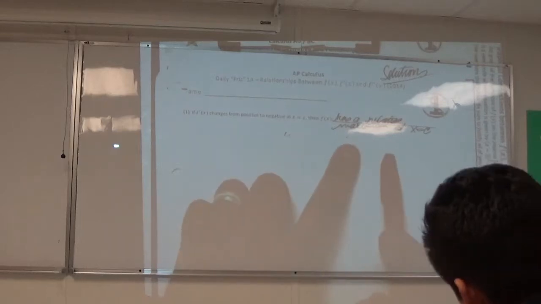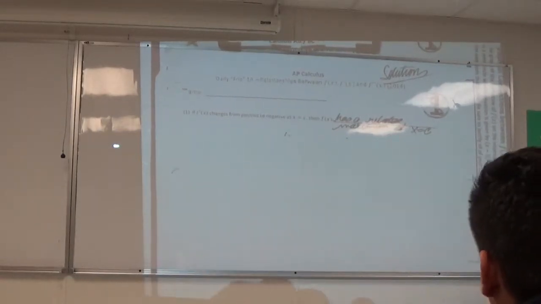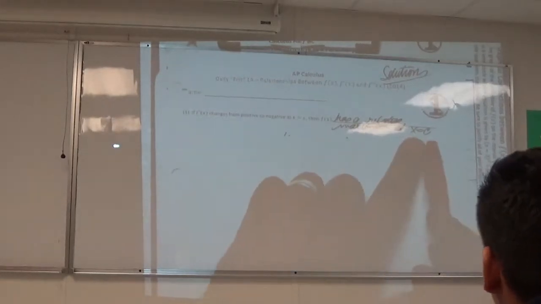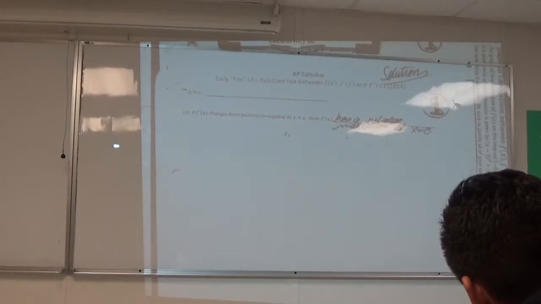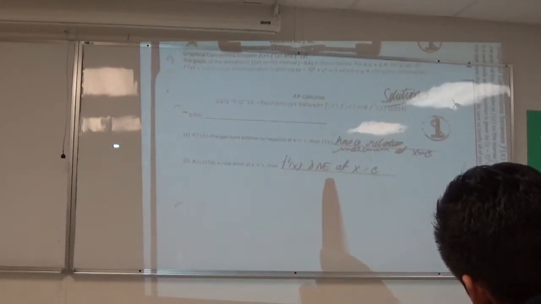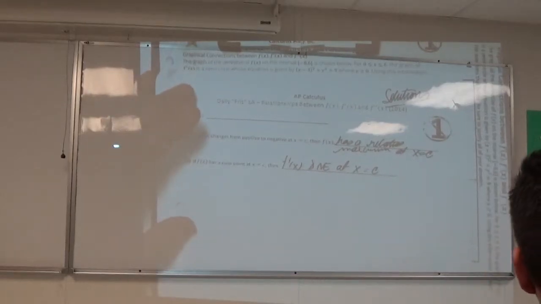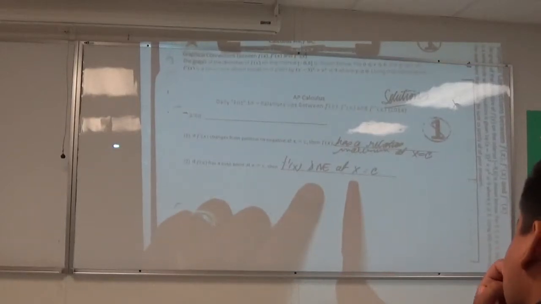Did everybody get relative max? Yes. At x equals c. If you didn't write that at x equals c, for today only, it's still correct, but write it in. Okay, number two, if f has a cusp point at x equals c, then f prime does not exist at x equals c. If you said f is not differentiable, that's also true, but I really care about the derivative stuff here.